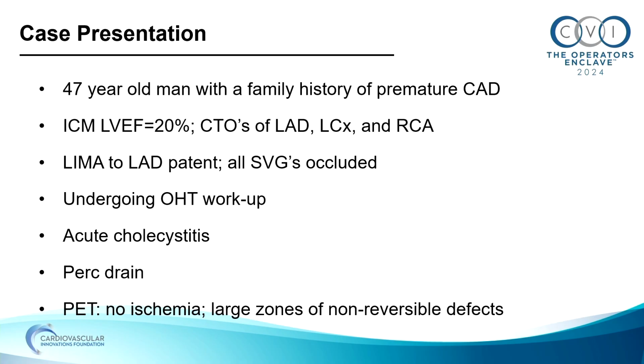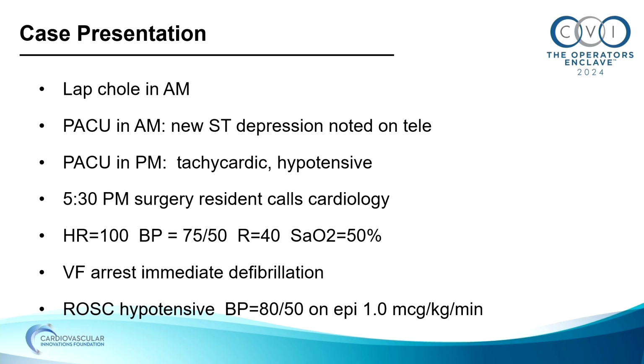His VO2 max was around 9. And as his workup was ongoing, he developed, unfortunately, acute cholecystitis. So he got a PERC drain for that, and after going around for a month with the PERC drain, he was still having right upper quadrant pain. So the abdominal surgery team decided they had to bite the bullet, and for some reason they ordered a PET stress test on him, which of course showed nothing useful. But they had to go forward with the surgery, or he was going to go forward in life with a PERC drain for whatever time he had left.